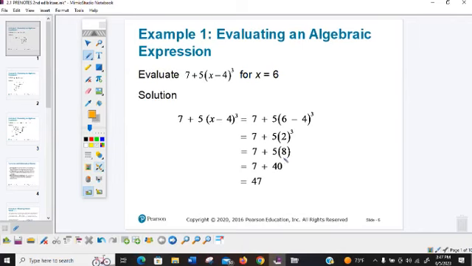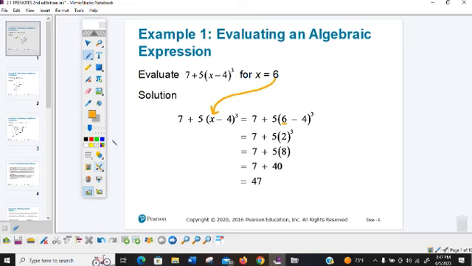In this video, we are going to evaluate some algebraic expressions. Okay, so the first thing it says to do is 7 plus 5 times x minus 4 cubed. And they want us to do this for x equals 6. That means we are taking the 6 and plugging it in for the x right here. So instead of 5 times x minus 4, it's going to say 5 times 6 minus 4.